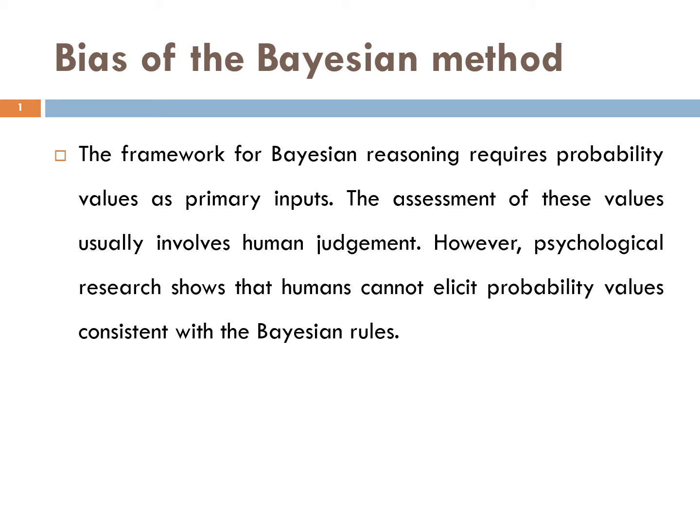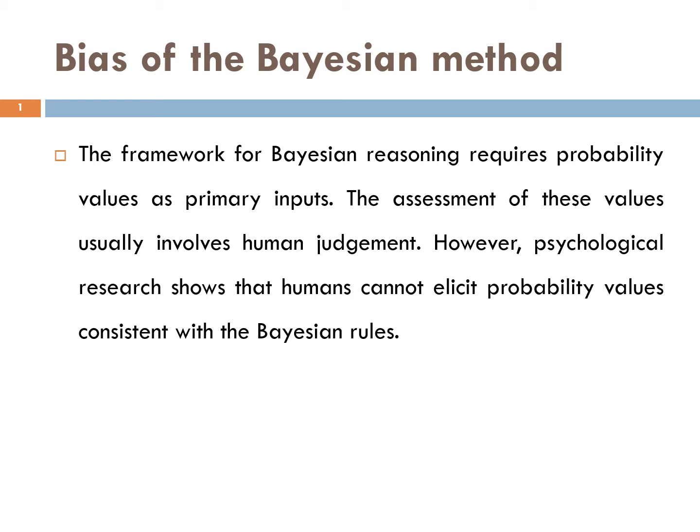The framework for the Bayesian reasoning actually requires probability values as a primary input. Okay, you need to have a probability value when you use it in the expert system as a primary input, where the assessment of this value usually involves human judgment, and most of it is just based on human judgment.